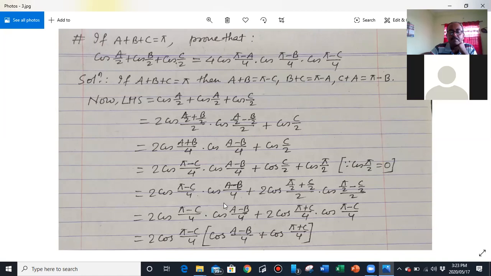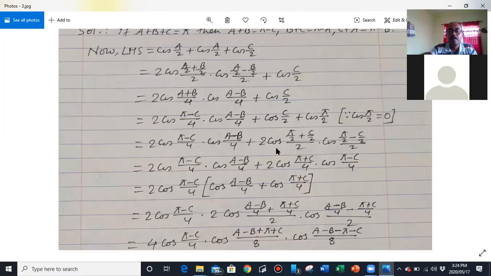Now this part is same. Here again apply the cos c plus cos d formula: 2 cos (c plus d) by 2 cos (c minus d) by 2. So this part is same. 2 cos, here (pi by 2 plus c by 2), this 2 will come down, (pi plus c) by 4 into cos (pi minus c) by 4. Now if you see left side and right side, 2 cos (pi minus c) by 4 is common. So we take 2 cos (pi minus c) by 4 common. What is left? Cos (a minus b) by 4 plus cos (pi plus c) by 4.